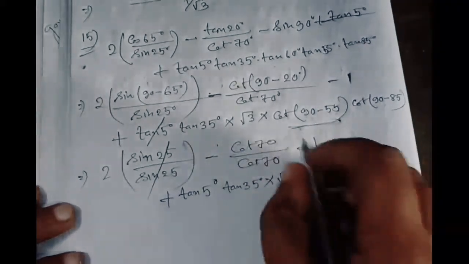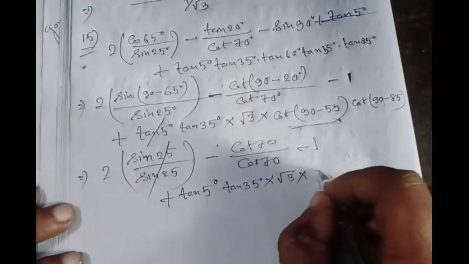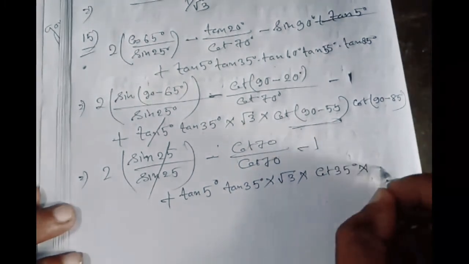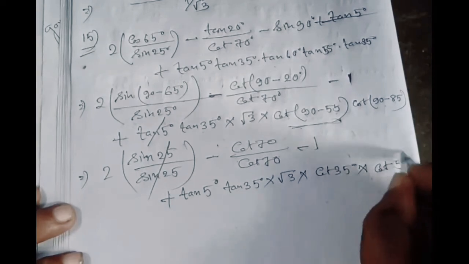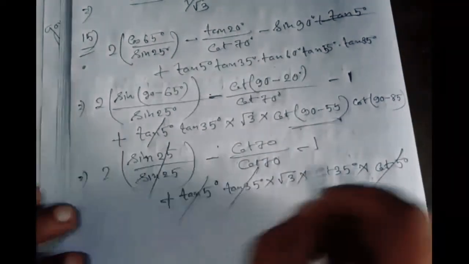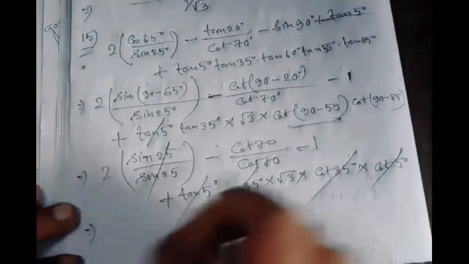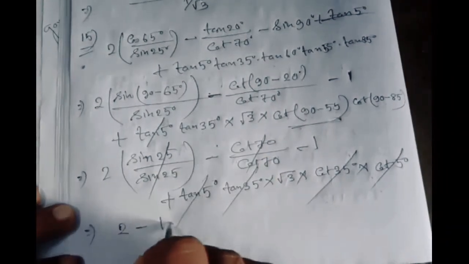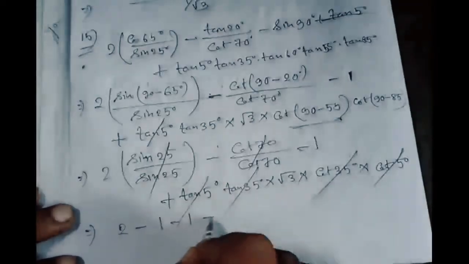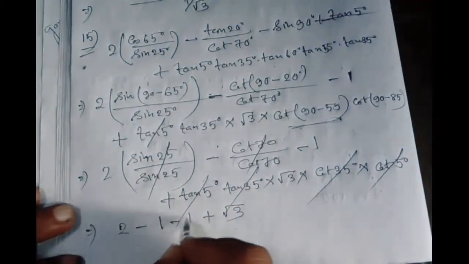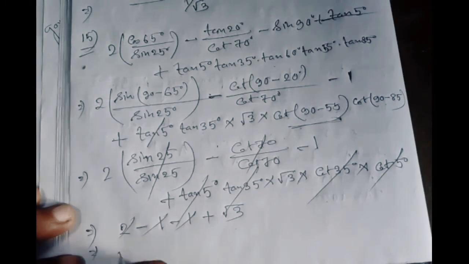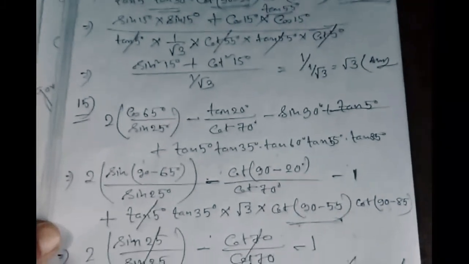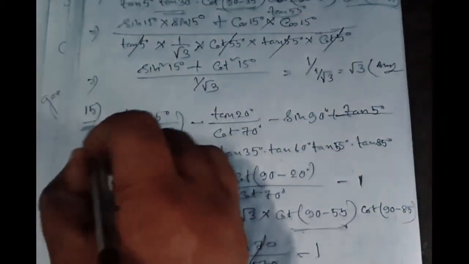This is cot 35 degree. This is cot 5 degree. This should be cancelized. So this is 2 minus 1 plus root 3. So if we do the calculation, we are getting root 3 as answer. Next question, question number 15.